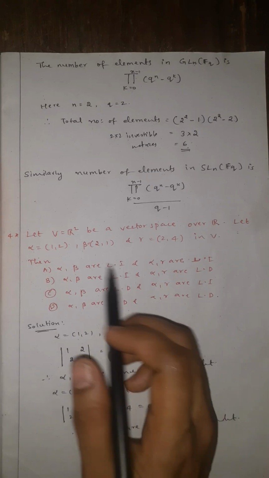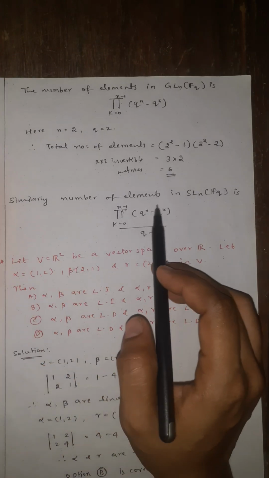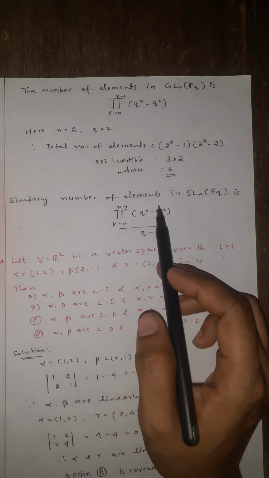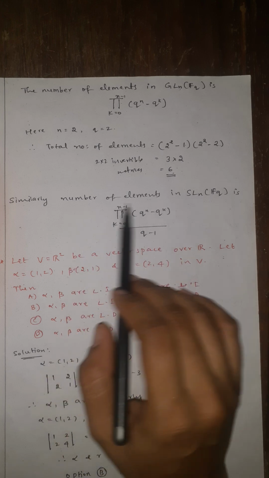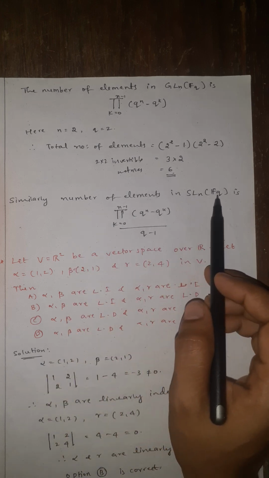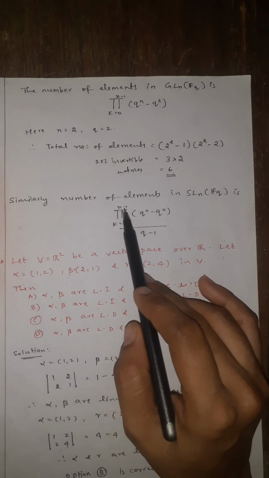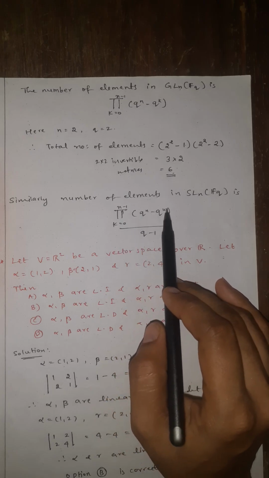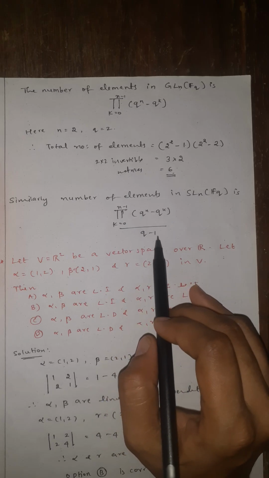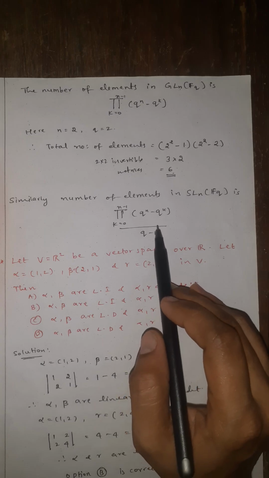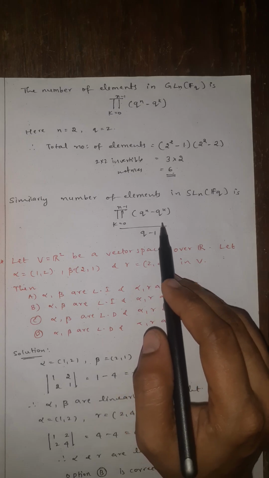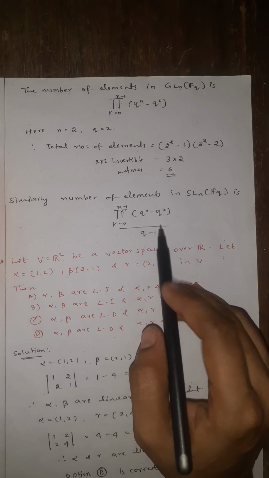Okay. Next, another point. Suppose they have asked to evaluate the matrices having determinant 1. Then this group is called SL(n, F_q) and its cardinality is given by the product over k equal to 0 to n minus 1 of (q to the power n minus q to the power k) divided by q minus 1. Suppose they ask for the number of matrices having determinant 1, then this is the formula.